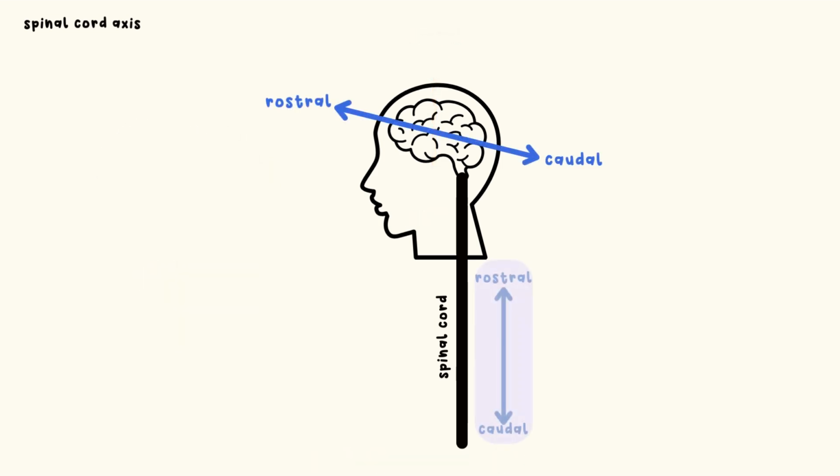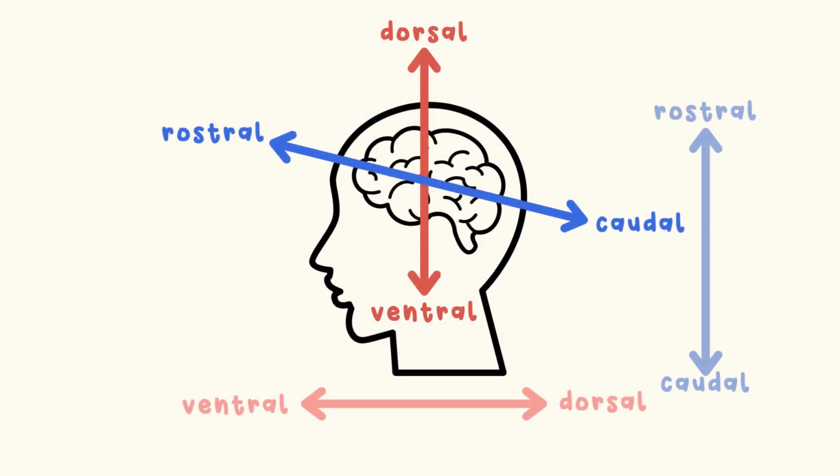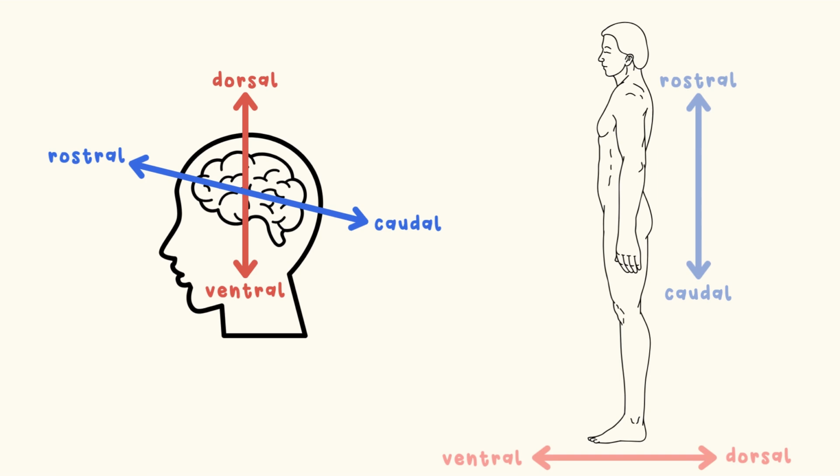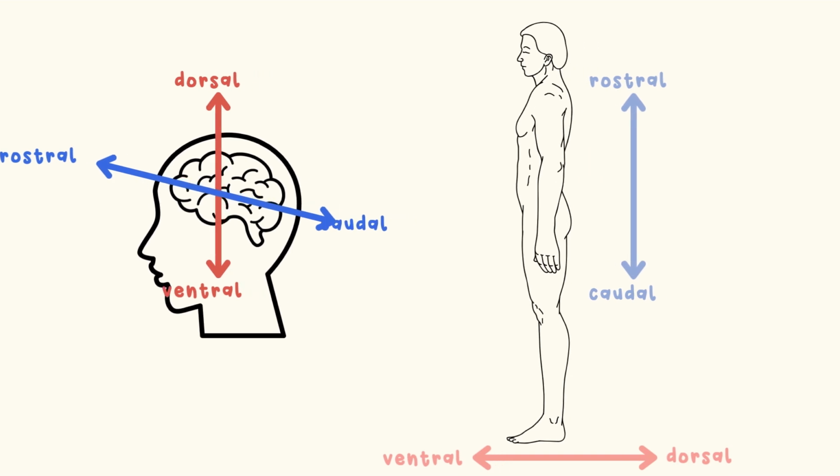Again, we have rostral and caudal. In reference to the spinal cord axis, rostral means the top of the spinal cord, and caudal means the bottom of the spinal cord. I know that these words can take a lot of getting used to, so feel free to go ahead and skip a couple seconds back just to review the same material.